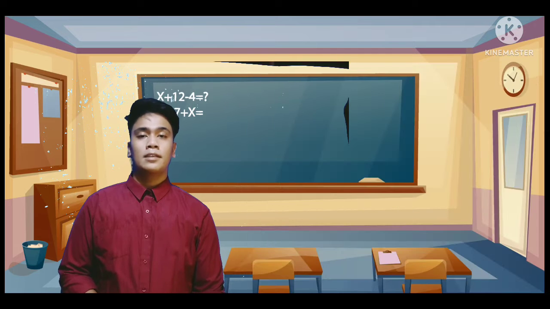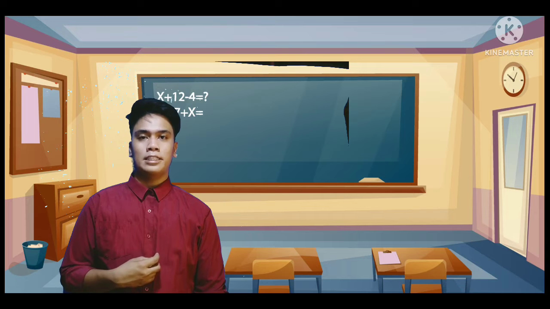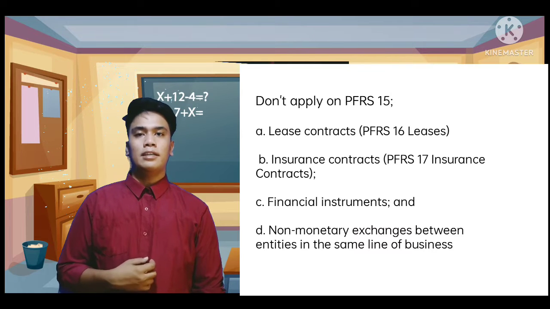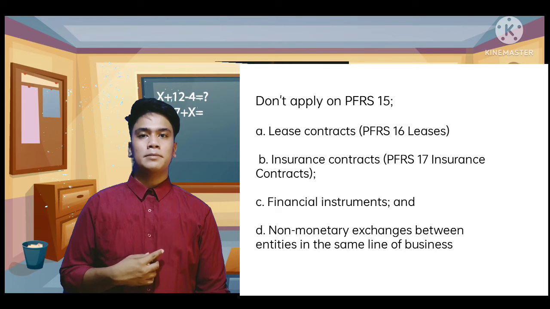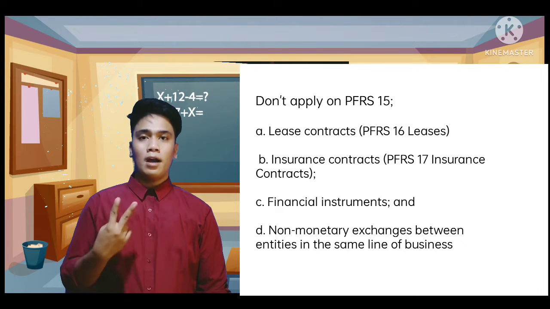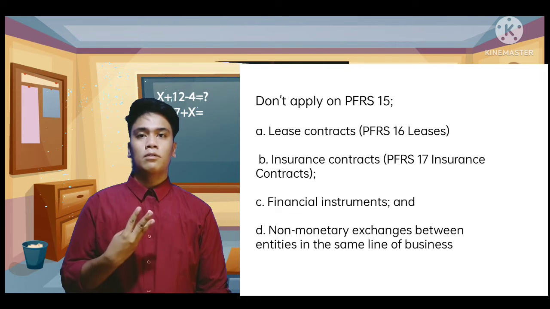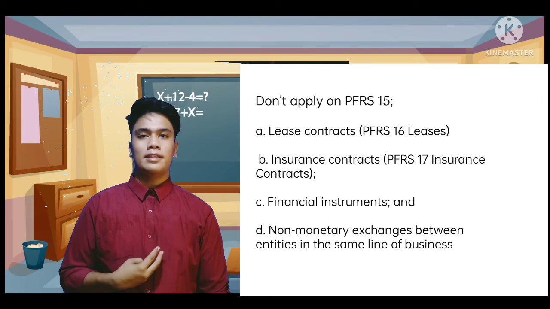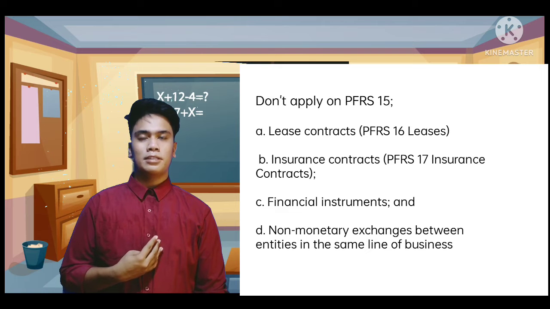May 4 na halimbawa na hindi pwedeng i-apply sa PFRS 15. Ito ay ang una, lease contracts or PFRS 16. Pangalawa, insurance contract or PFRS 17 insurance contract. Pangatlo, financial instrument, and ang pang-apat, non-monetary exchange between entities in the same line of business.